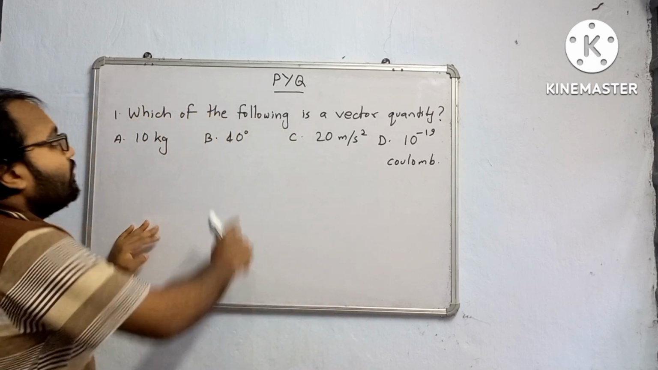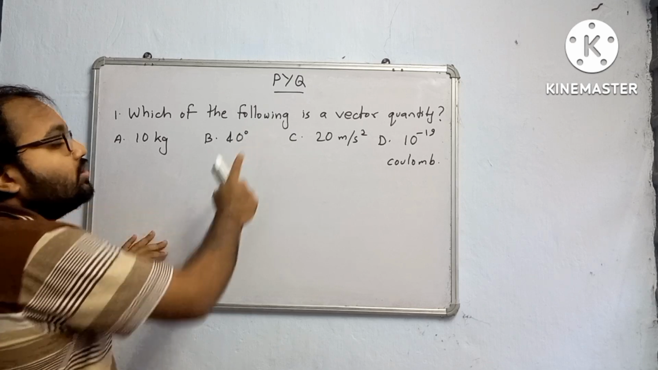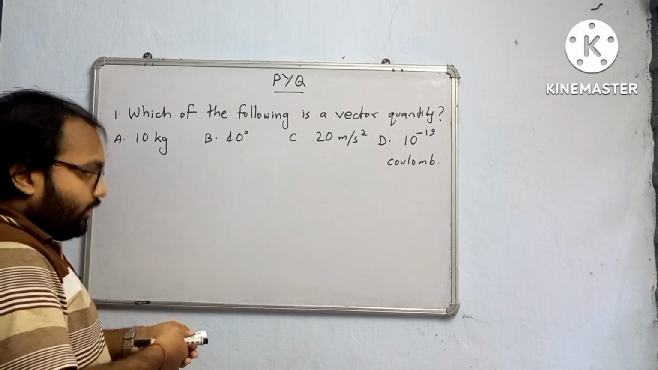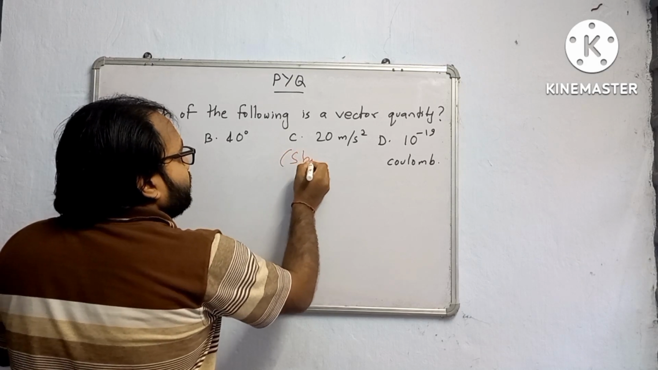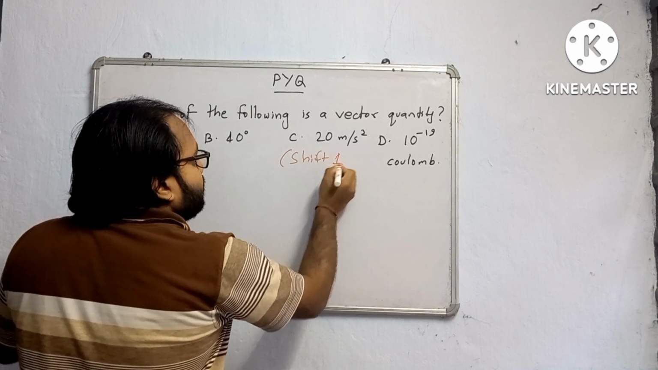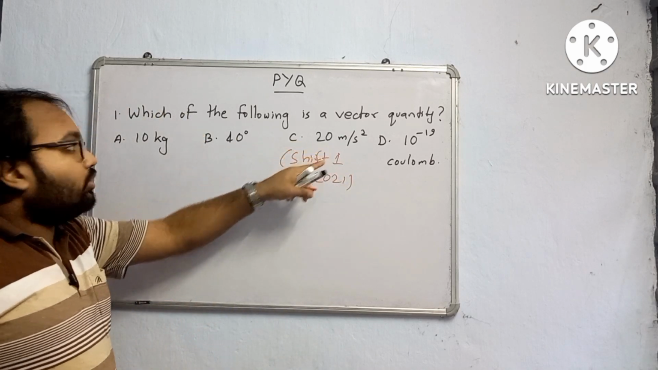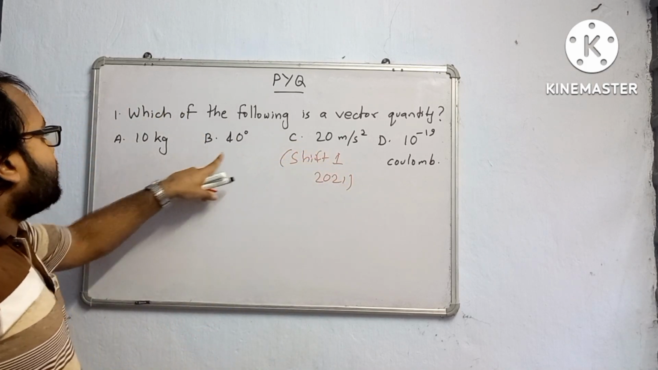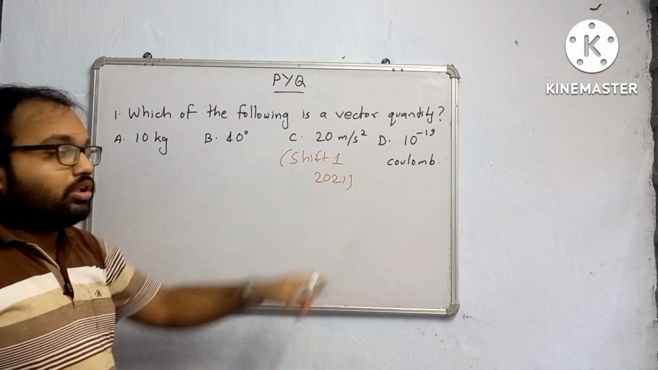So the first question is, this is a one dimensional question from shift 1, 2021. Which of the following is a vector quantity? Options are 10 kg, 40 degree, 20 meter per second square and 10 raised to the power minus 19 coulomb.